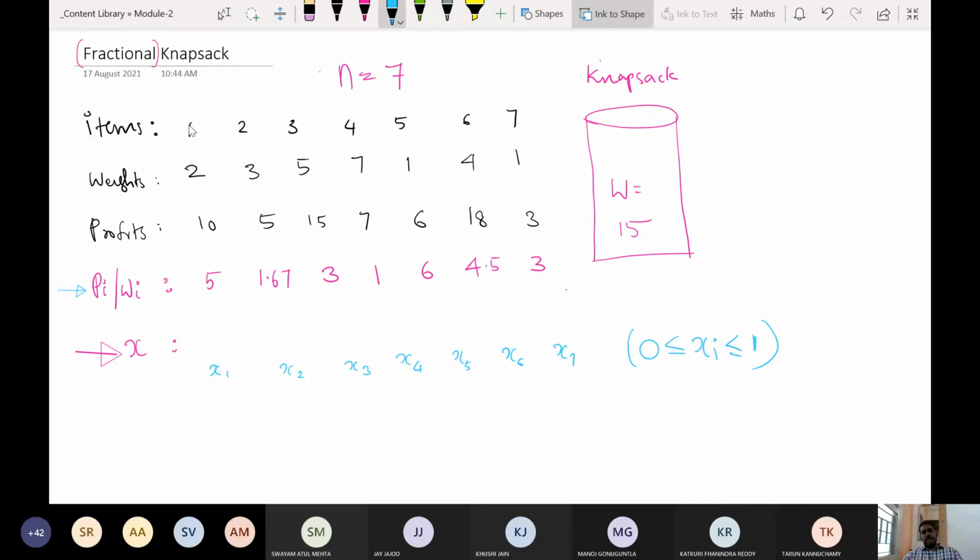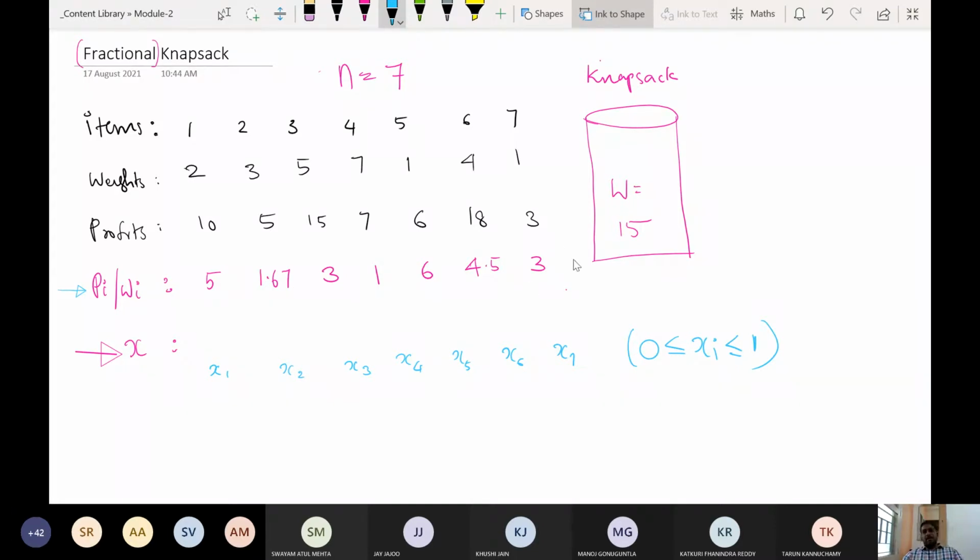You can see item number 1 profit by weight is 10 by 2, which is equal to 5. For item number 2, profit by weight is 5 by 3, which is equal to 1.67. For item number 3, it is 15 by 5, equal to 3. Like that, I have noted the profit by weight for every item. So that is the idea, and based on the profit by weight, you can start filling the container.